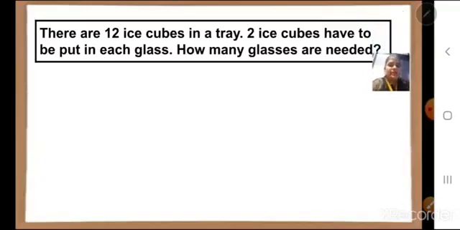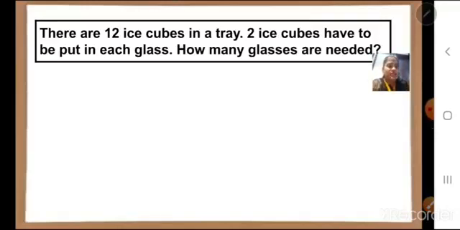Children, look at this example. There are 12 ice cubes in a tray. 2 ice cubes have to be put in each glass. How many glasses are needed? How will we find this?